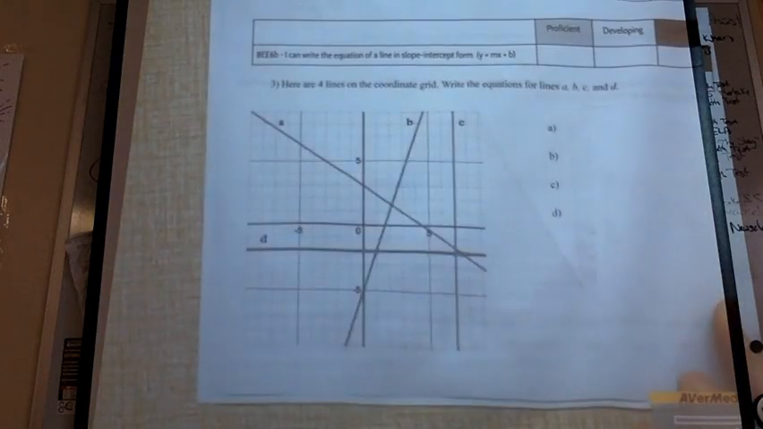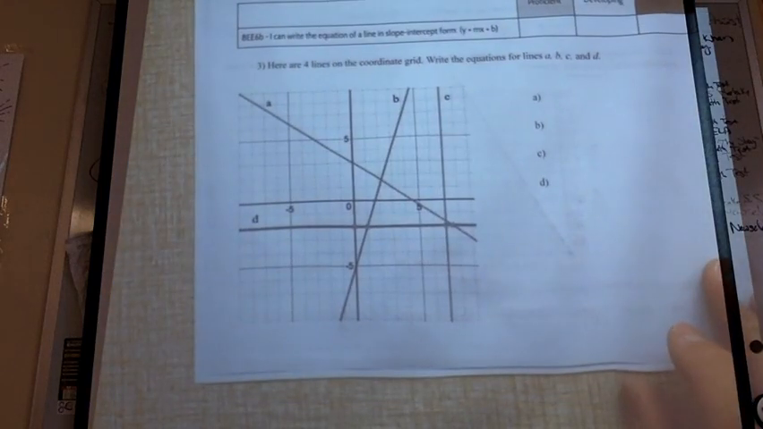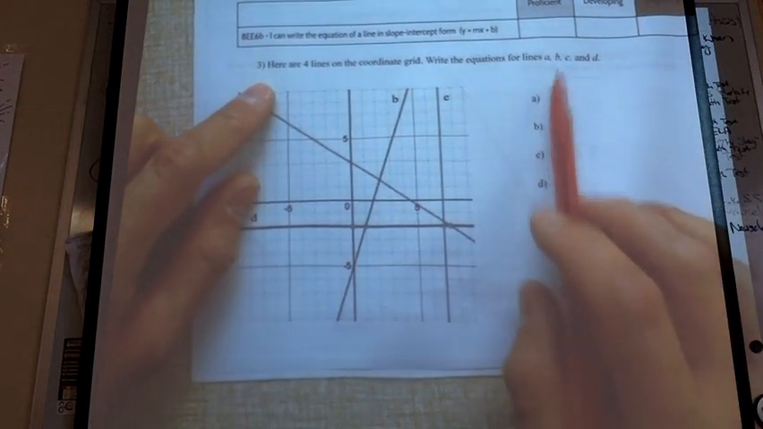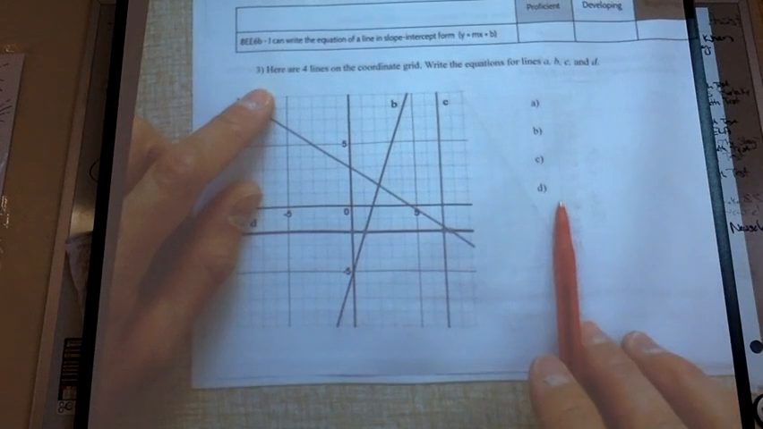Okay, moving on to our next one. What we have to do in this one, it says here are 4 lines on the coordinate grid. Write the equations for lines A, B, C, D. So we're going to write them right here.